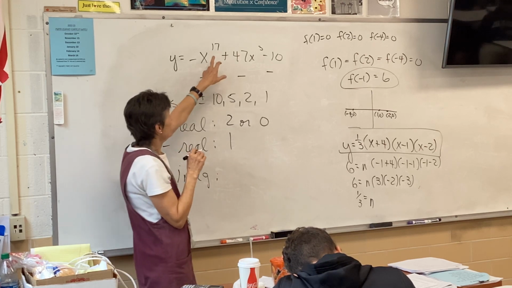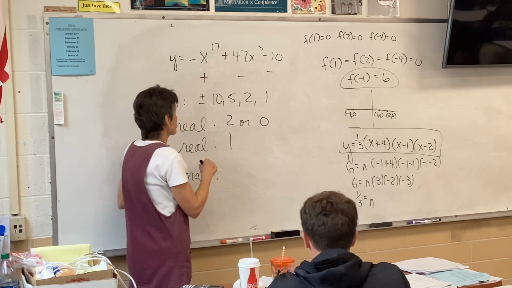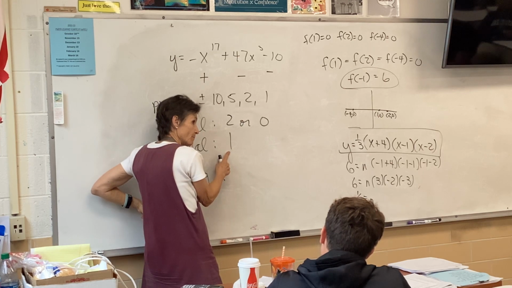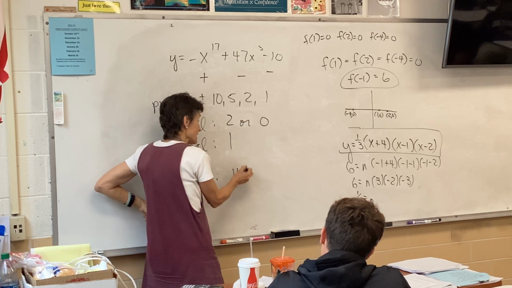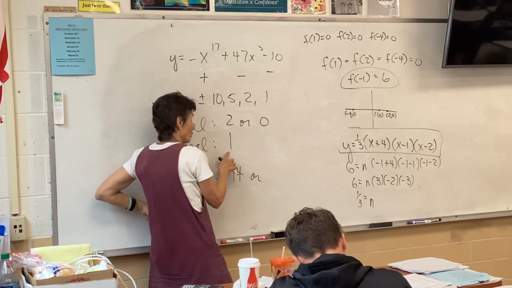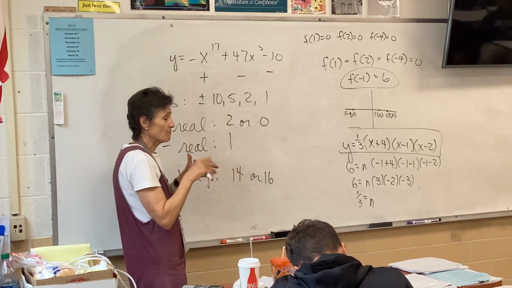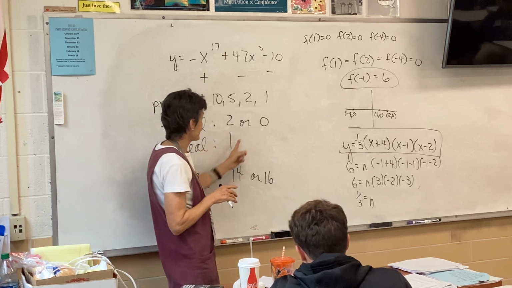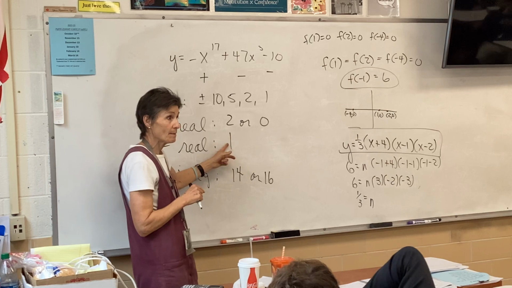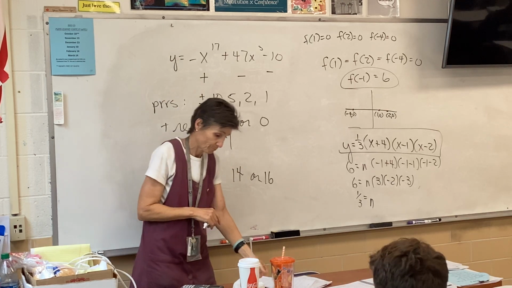How many roots does this equation have altogether? 17 of them. So if 2 are positive and 1 is negative, that would leave 14 to the imaginary. But if there were no positives and 1 negative, that would leave 16. So this thing, if you graphed it, it's either going to cross the x-axis once, or it's going to cross the x-axis 3 times. There's going to be some other wiggling around in other places, but that's it.